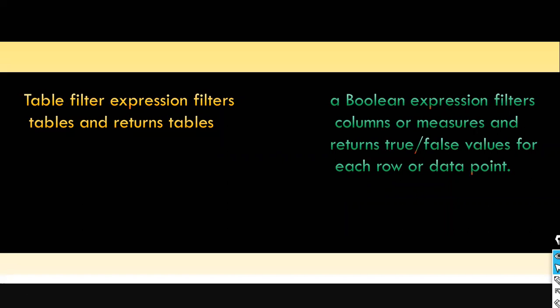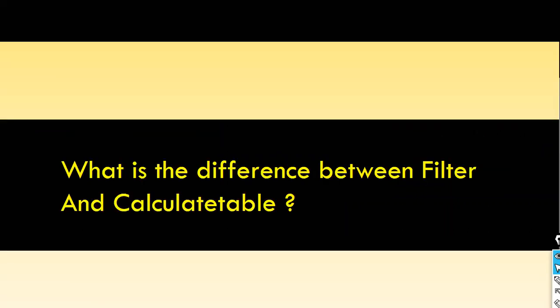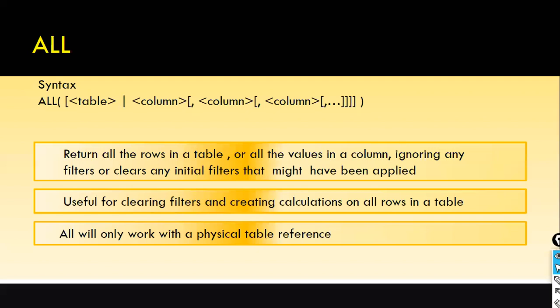Now, we discussed Boolean filter and table filter. Table filter is the filter function. What is the difference between filter and calculate table? That is what I discussed. The filter function, you can use it to filter the tables or columns also, to create a subset of the data. Whereas the calculate table, you can use it to modify the filter context within a calculation. You can apply additional filters or modify the context for a specific calculation. That I will discuss later.